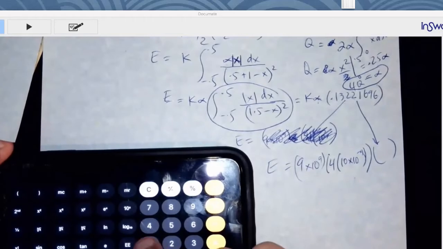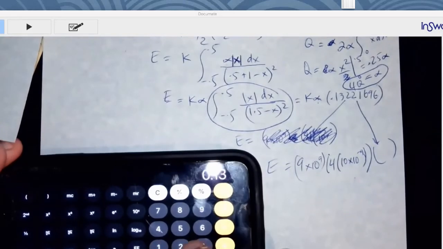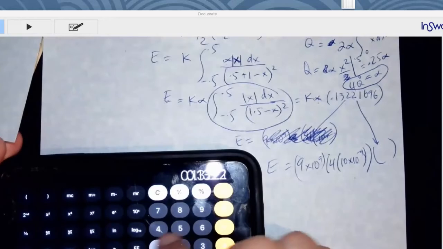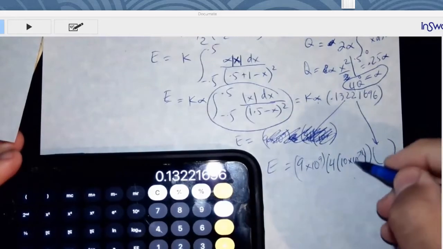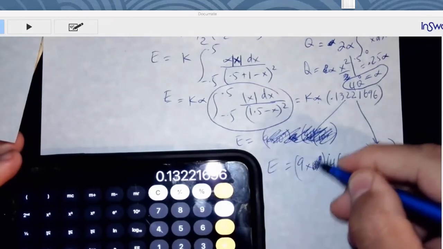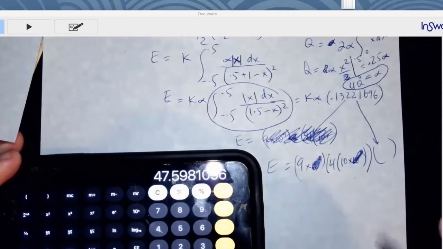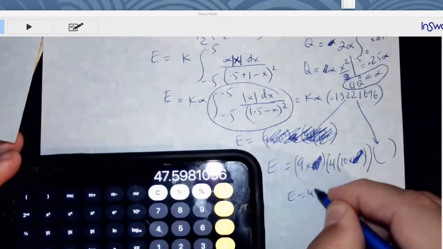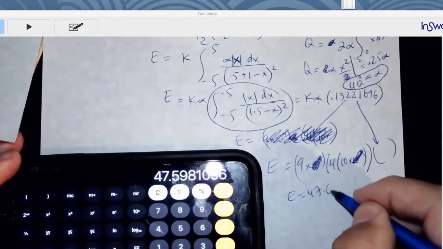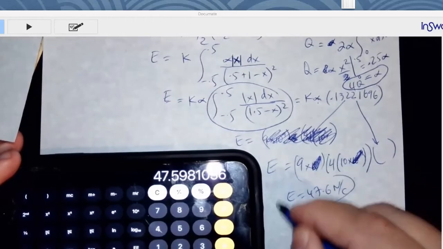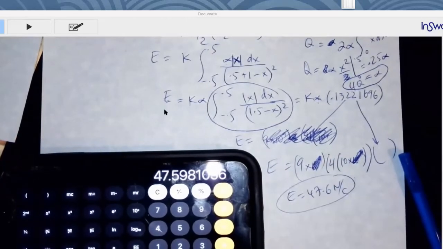Okay, 0.13221696 times, okay, the 10 to the minus 9 will cancel. So times 40 times 9. $47.6, okay. Is that what I'm getting?